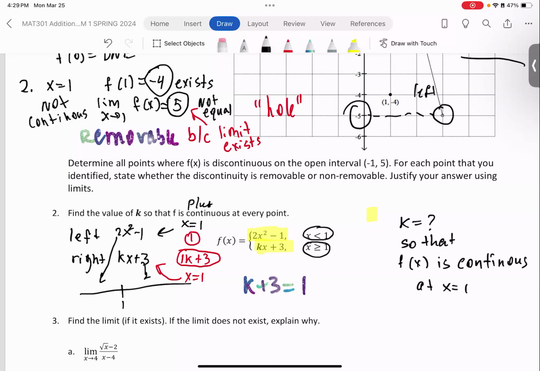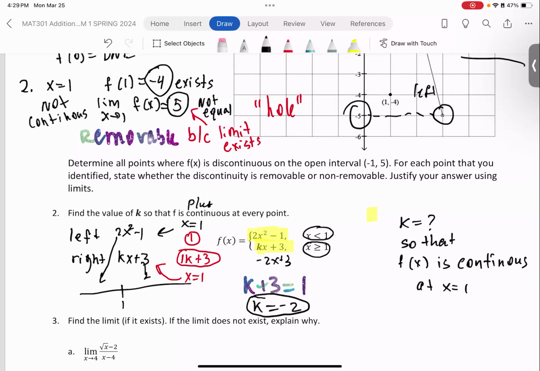Now, is this a difficult equation to solve? No, right? That's the thing, it's not about algebra. This is more about understanding what we're trying to do. So then we solve for k: we move the k over and we get k equals -2.